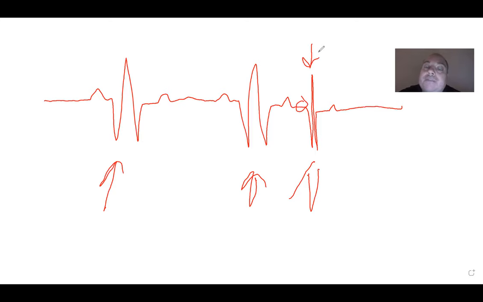Because that's what junctional beats look like. Junctional beats are narrow, and they don't have P waves, or they have inverted P waves. In this particular case, this is a premature junctional contraction. So how do we know it's a premature junctional contraction? Because it's narrow, and it doesn't have a P wave, or it would have an inverted one. And it happened too soon, or out of order, in the timing pattern of this R to R to R to R thing. Okay. So that's pretty much a premature junctional contraction.